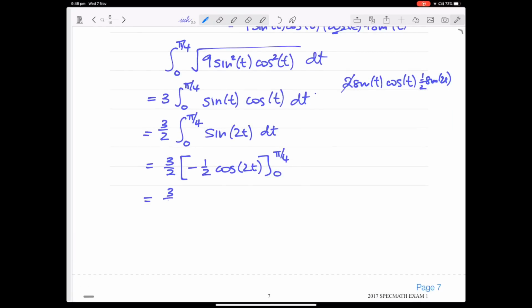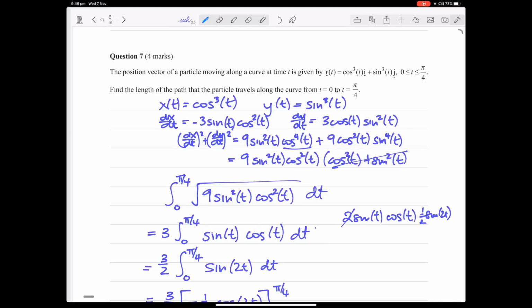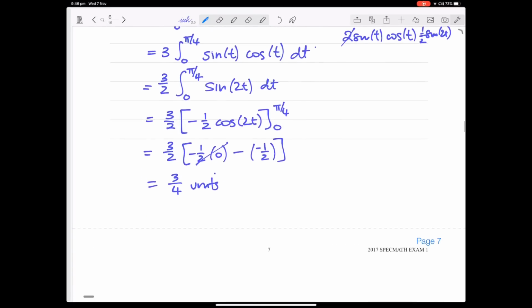Okay, so we get 3 on 2. Cos of pi on 2 is 0, so negative a half times 0, minus cos of 0 is 1, so negative a half. That's 0. So we end up with 3 on 4 units. So that's our length of the particle moving along the curve.